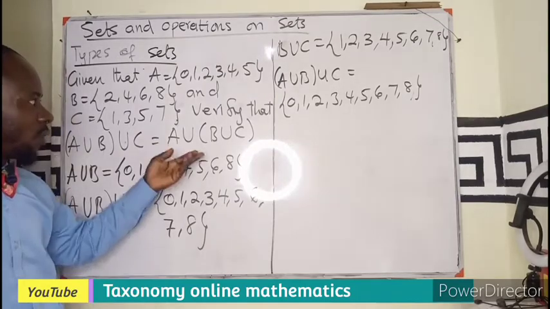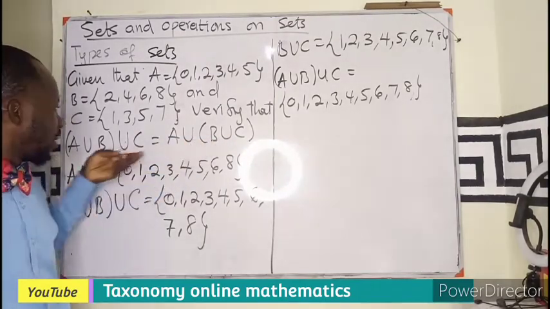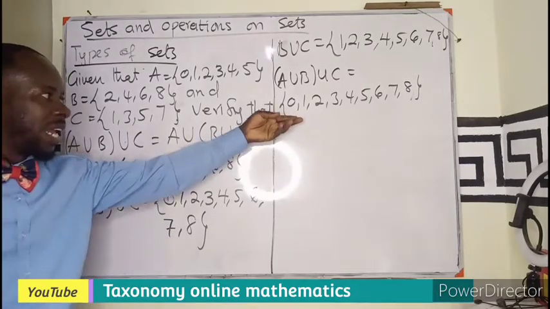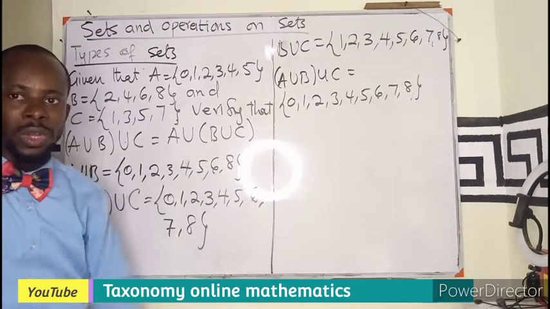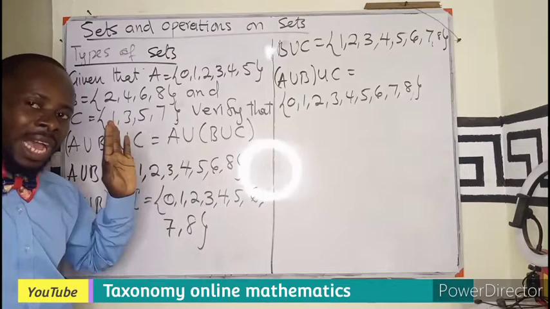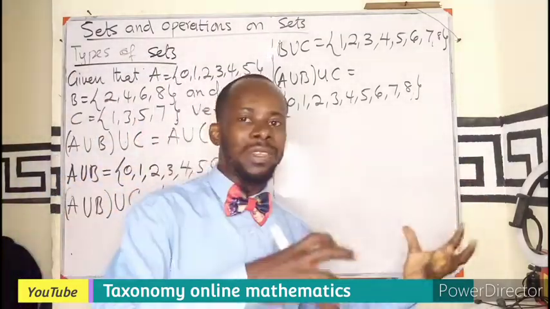So as we are to verify, will this be equal to this? And we can see that the left hand side is equal to the right hand side. So hence it is verified. The two sides are equal. So that is all about union, putting two sets together.